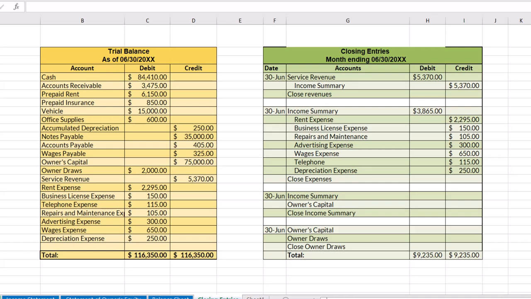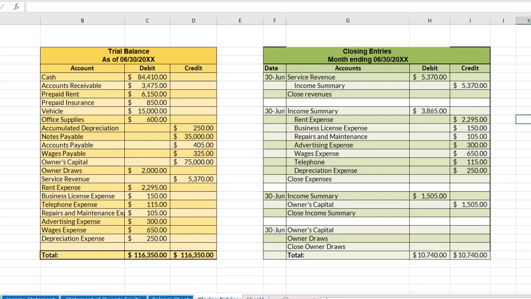So what you'll notice is I have a credit of 5370 in income summary. I have a debit of 3865. The difference in the two is going to be equal to net income. So I need to now make another debit to income summary. Well, how much is that debit going to be? It's going to be my credits minus my debits. And that entry is going to be 1505. Where am I sending net income? I'm going to send it to owner's capital. All right. Everything's good because I balance.